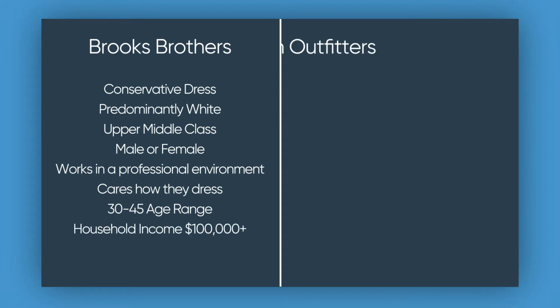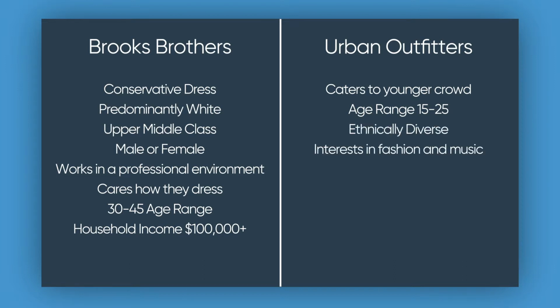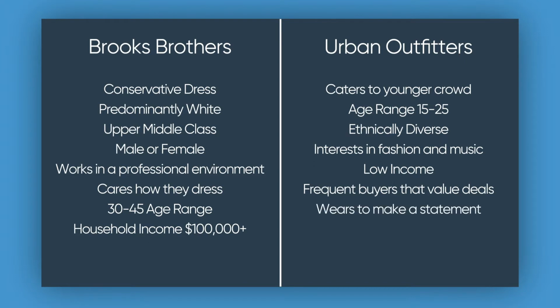Now contrast that with Urban Outfitters. Urban Outfitters caters to a younger crowd. The age range is probably 15 to 25. They're ethnically diverse. They have an interest in fashion and music. They do not earn a lot of money. They like deals on clothing because they change their style frequently based on what is in at the time, and they wear the clothing at Urban Outfitters to make a statement.